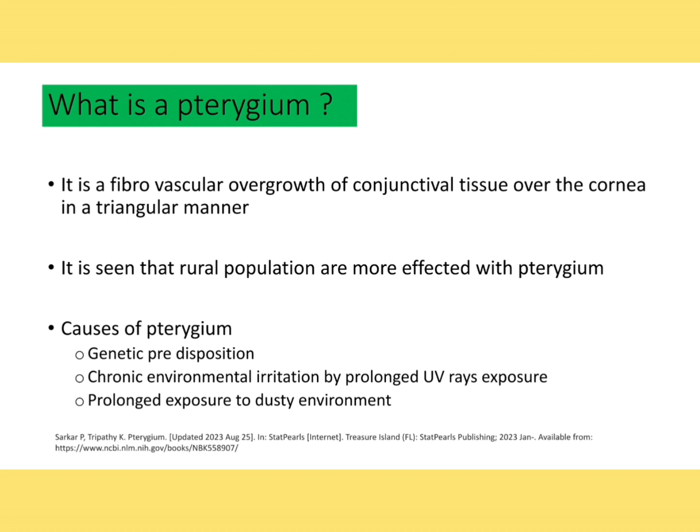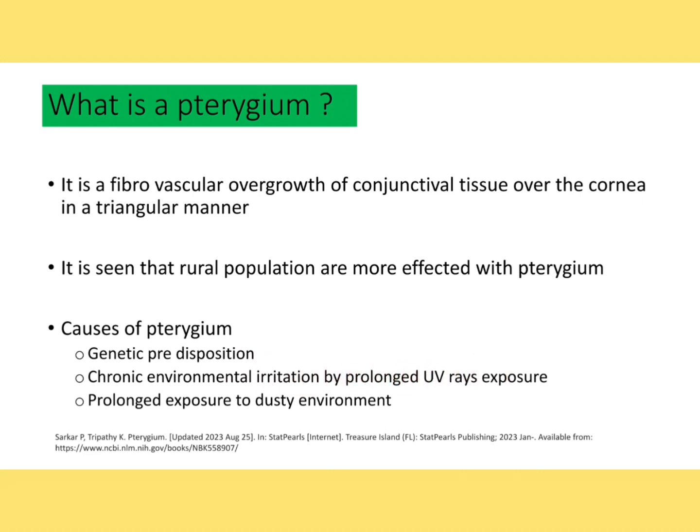It is seen that the rural population is more affected with pterygium than the urban population. So what are the causes of pterygium? First of all, genetic predisposition. That means if I am having pterygium, then my offspring can also have pterygium. There is a risk. There can be genetic inheritance of pterygium, or else chronic environmental irritation by prolonged UV ray exposure.